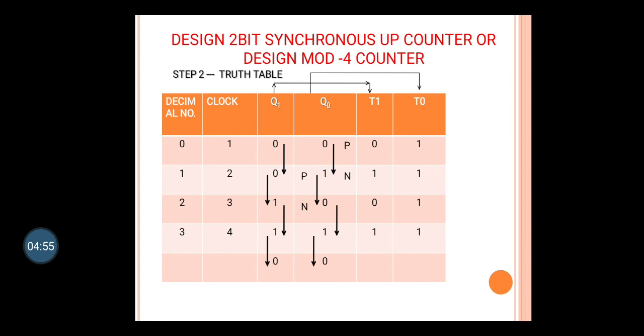So how to find T0 and T1 is important. In the asynchronous counter, it was y, and the number of clock pulses you want to count, that many you were supposed to put. But here you have to check the column, and which column you are going to check. For example, T1 is the output. For T1 check column only Q1, and for T0 check column only Q0. And how you are going to check, that is most important.